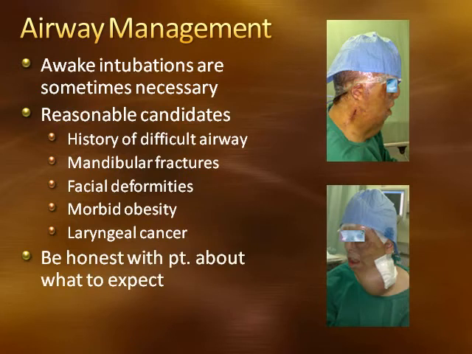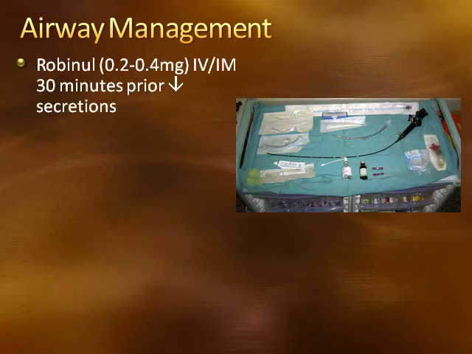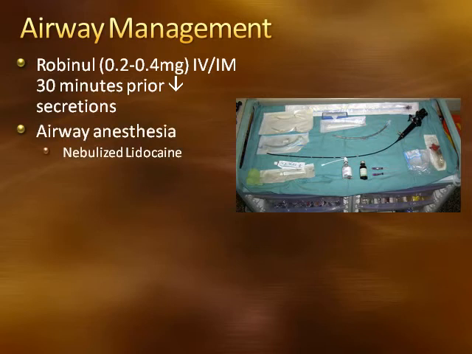A frank discussion with the patient is necessary because patient safety is a priority. The anticipated difficulty of airway management and the risk of proceeding with anesthesia without previously securing a competent airway should be conveyed in clear terms and documented accordingly. In preparing the patient, administration of Robinul 0.2 to 0.4 milligrams 30 minutes before the procedure is useful to reduce secretions. Nebulized lidocaine may be used to provide topical anesthesia of the entire airway, though many techniques are available to provide airway anesthesia. A transtracheal injection of lidocaine can be performed via needle puncture of the cricothyroid membrane, and nerve blocks are also useful to provide topical anesthesia.